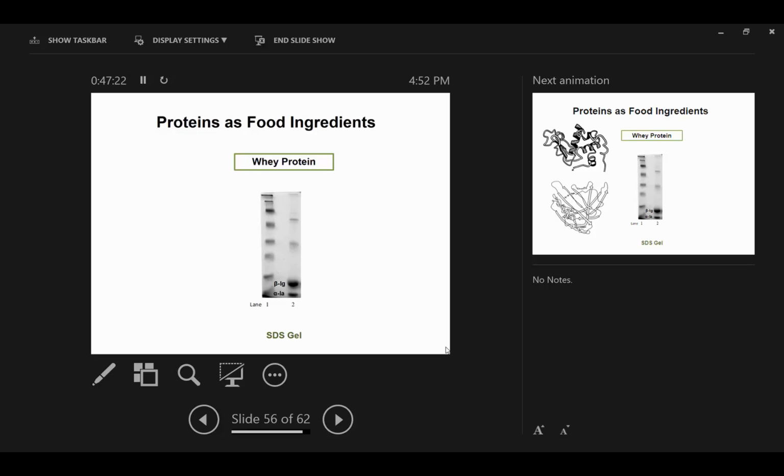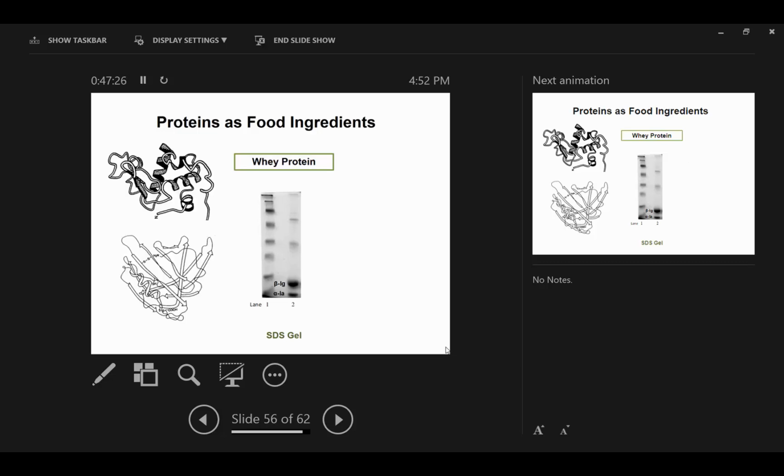The next protein, this is how it looks on your gel. When you run the gel, you have the two major proteins, alpha-lactalbumin and beta-lactoglobulin. They only differ by 2 kilodalton. This is a 16 to 18 kilodalton protein depending on the variant, and this is about a 14 kilodalton protein. So you'll see them really way down because they're small globular proteins.